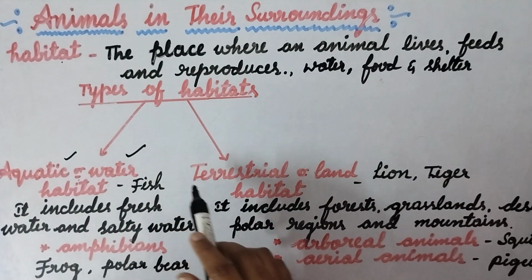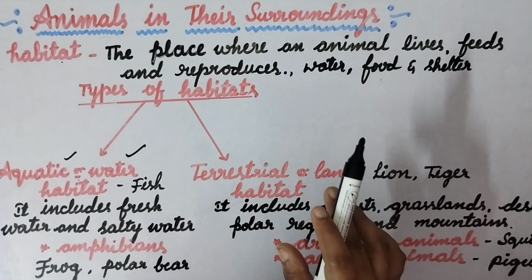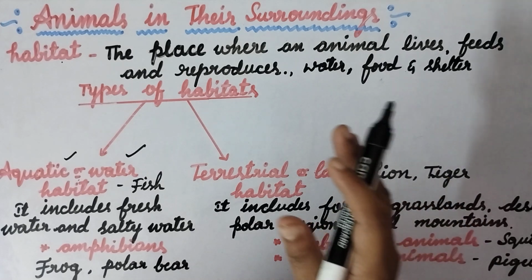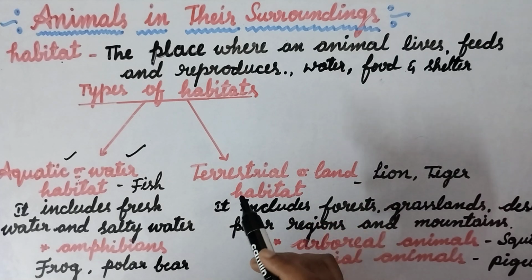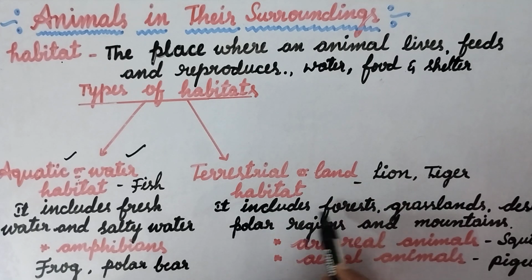Next, the terrestrial or land habitat. Terrestrial means land, where animals live on land. Animals that live on land are called terrestrial animals or land animals. The terrestrial habitat includes forests, grasslands, deserts, polar regions and mountains.